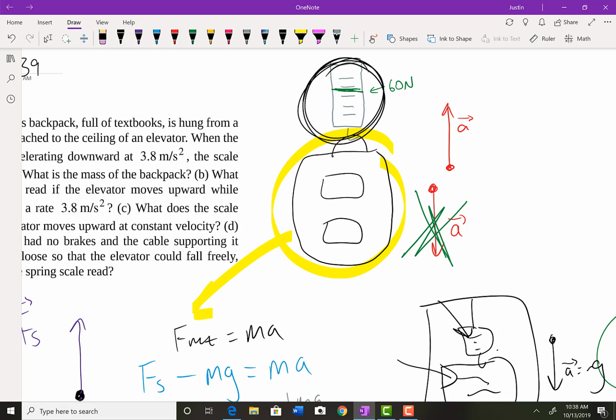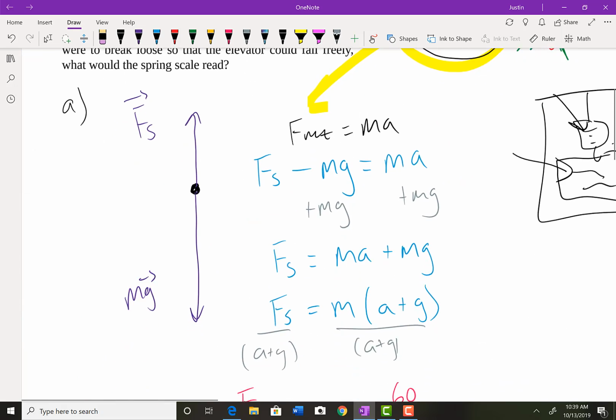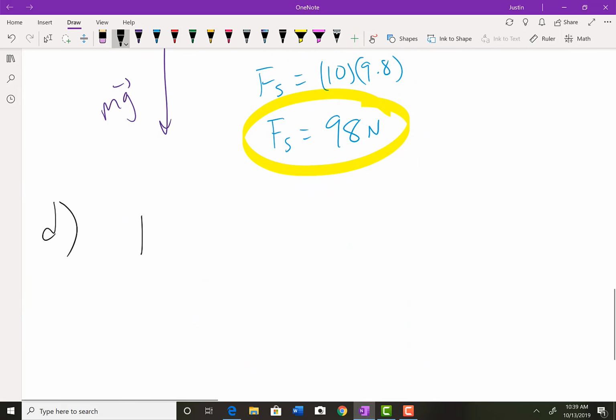In that case, then, the spring scale is not going to be holding up the backpack anymore. It's not going to be exerting this force, keeping the backpack where it is. They're both going to be falling, and in that case, they're both going to be falling downward like that. And so the backpack's only going to feel a force mg. There is no spring scale force holding it up now anymore. And if that's the case, then the spring scale force is going to equal 0.